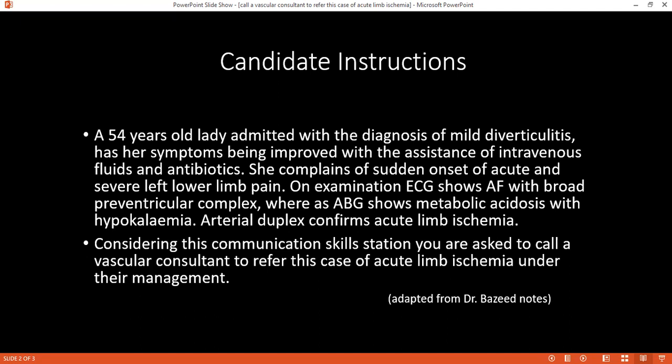Thank you so much. So I've got a patient. She's a 54, and she was initially admitted with a mild diverticulitis. Recently, she has developed severe pain in her left lower limb. We have done some scans and found out there's an acute limb ischemia. Also on ECG, we found that there's an atrial fibrillation complex. And bloods, ABGs show metabolic acidosis with hypokalemia. So in view of her acute pain, we are suspecting acute limb ischemia and refer the case for your care.